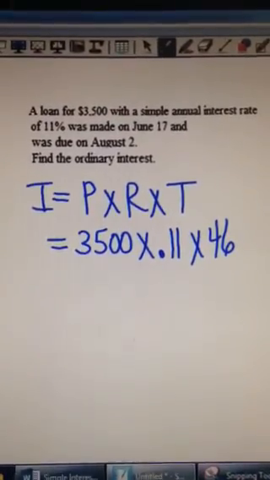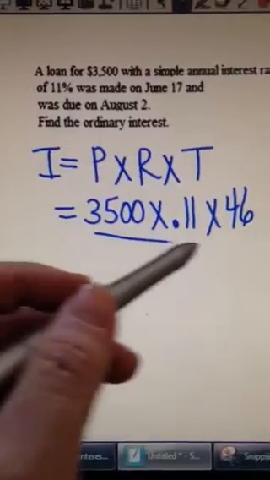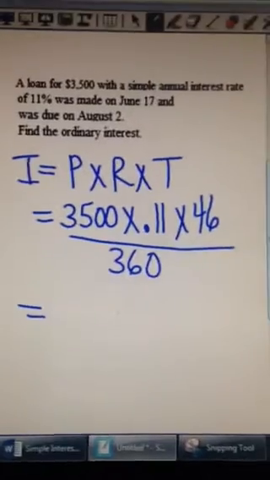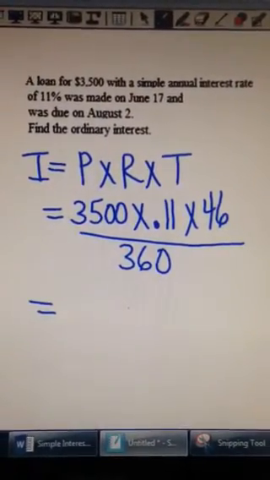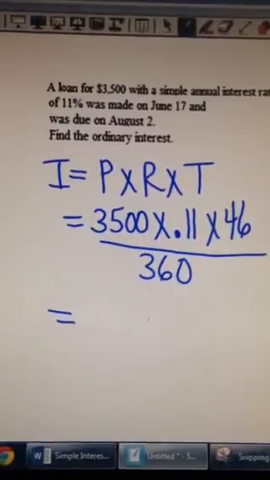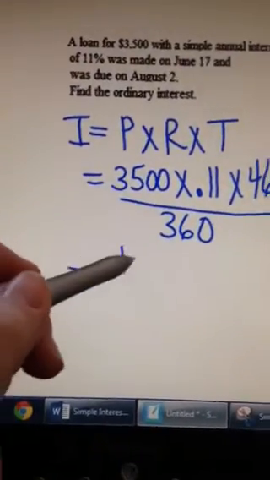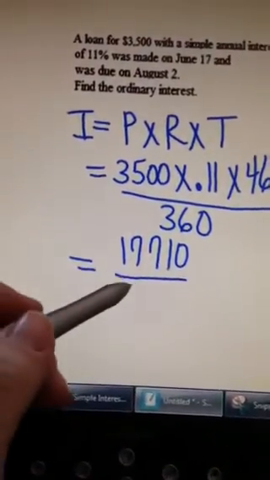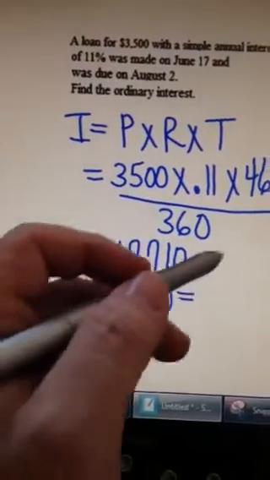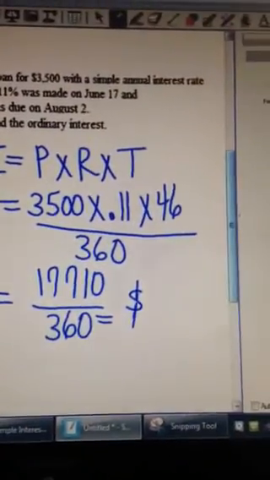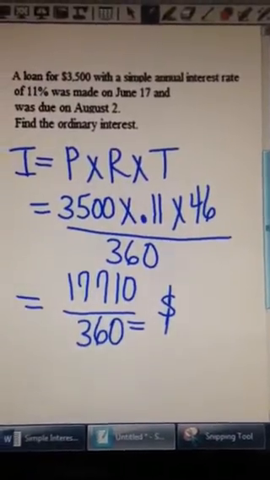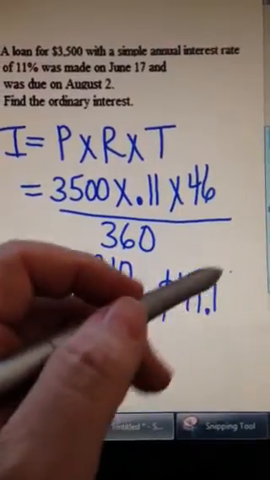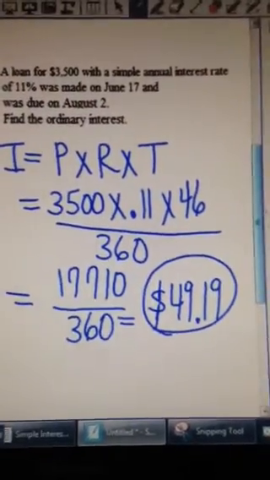Since we are finding the ordinary interest, divide everything by 360. Again, it's a good idea to multiply all the numbers in the numerator first. So that will give us 17,710, and then divide that by 360. When we round our answer to the nearest penny or cent, we get $49.19 simple interest.